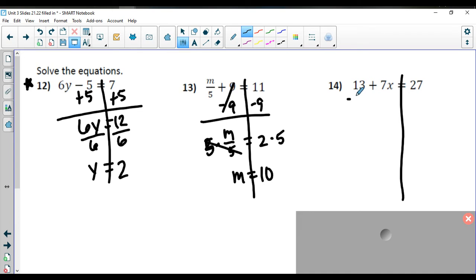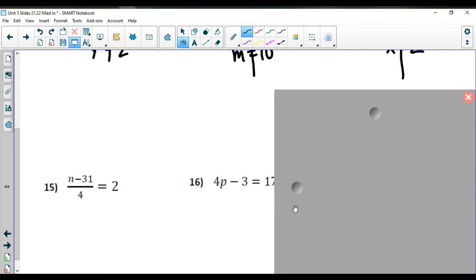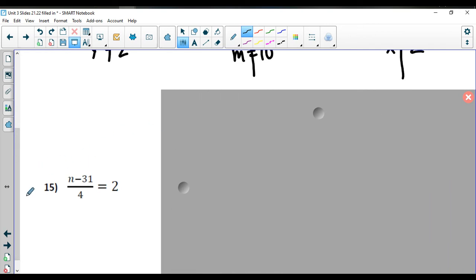I'm going to subtract 13 on both sides. 7x is equal to 14. Divide through by 7, and we get x is equal to 2. Down here at the bottom, we have 3 more equations for you to solve.